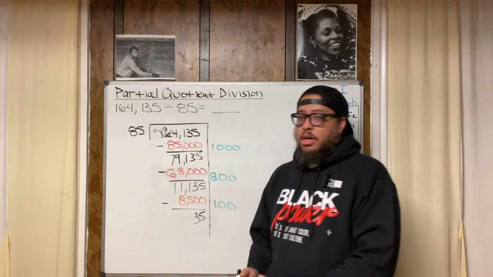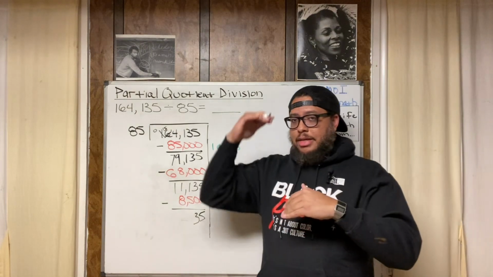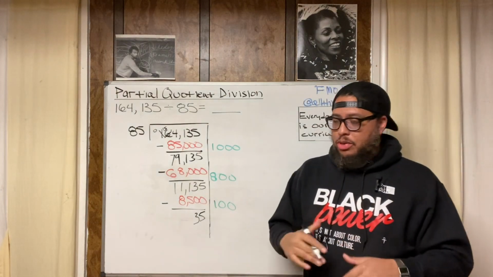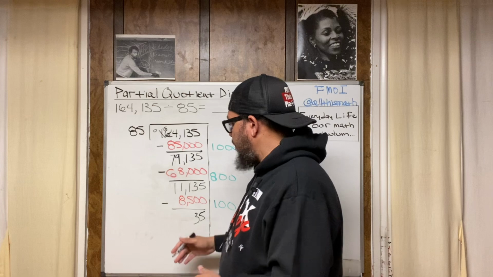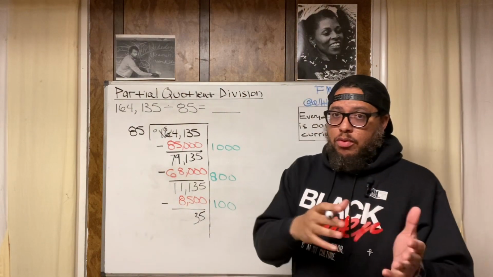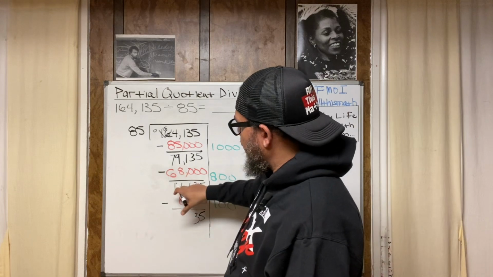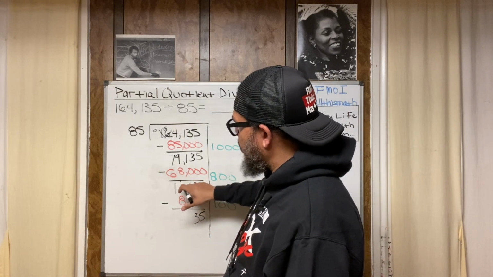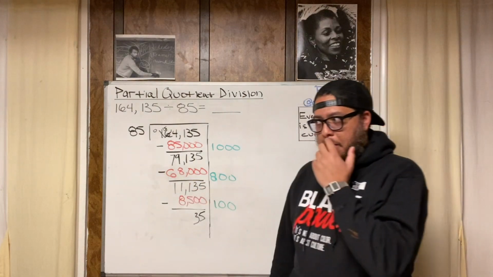Using this method, my top number needs to be bigger than my bottom number. So I want to do something different. I'm gonna borrow or regroup. We actually shouldn't say borrow. We're not really borrowing. We're regrouping. So I'm gonna go to the thousands place. I'm gonna take 1,000, right?